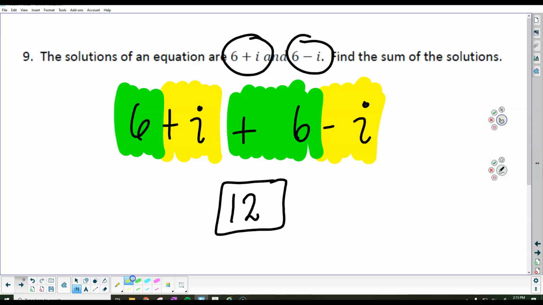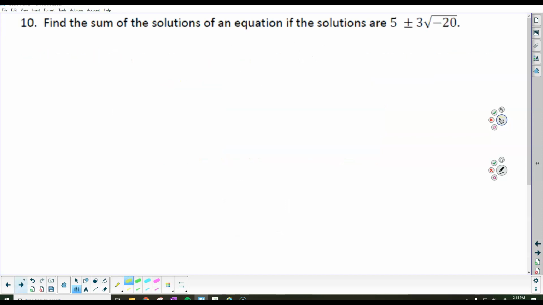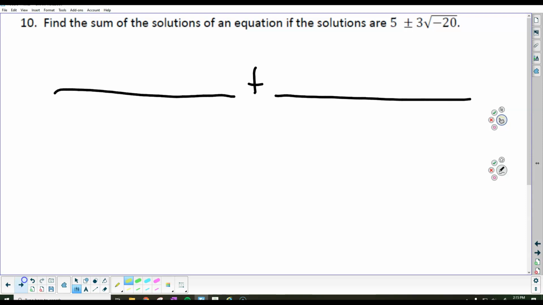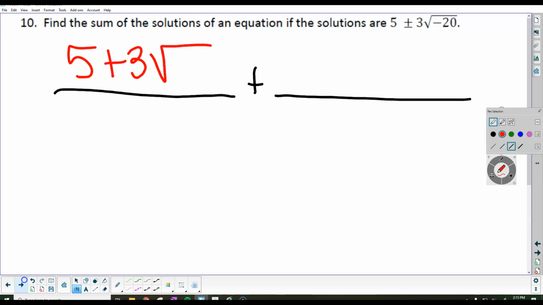Okay, let's take a look at the next one. Find the sum of the solutions of an equation if the solutions are 5 plus 3 square root of negative 20, 5 minus 3 square root of negative 20, and we're going to add them. So one root is here, one root is here. One root looks like this, or one answer. Does anybody know what the other one is? Yeah, same thing. It just has the minus with it. Good job.